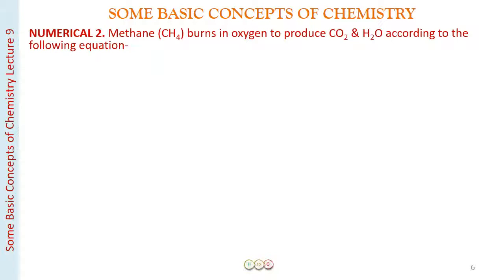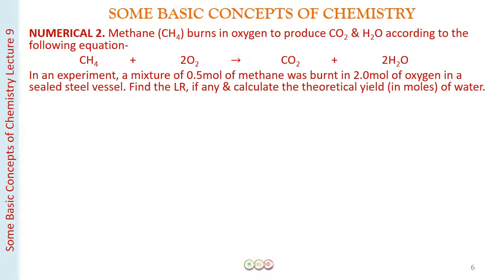So now we have in the question, methane burns in oxygen to produce carbon dioxide and water according to the following equation. So the equation is CH4 plus 2O2 forming carbon dioxide plus 2 water. And in an experiment, a mixture of 0.5 mole of methane was burnt in 2 mole of oxygen in a sealed steel vessel. You have to find the limiting reactant, if any, and then calculate the theoretical yield in moles of water. Theoretical yield means what you're going to calculate.